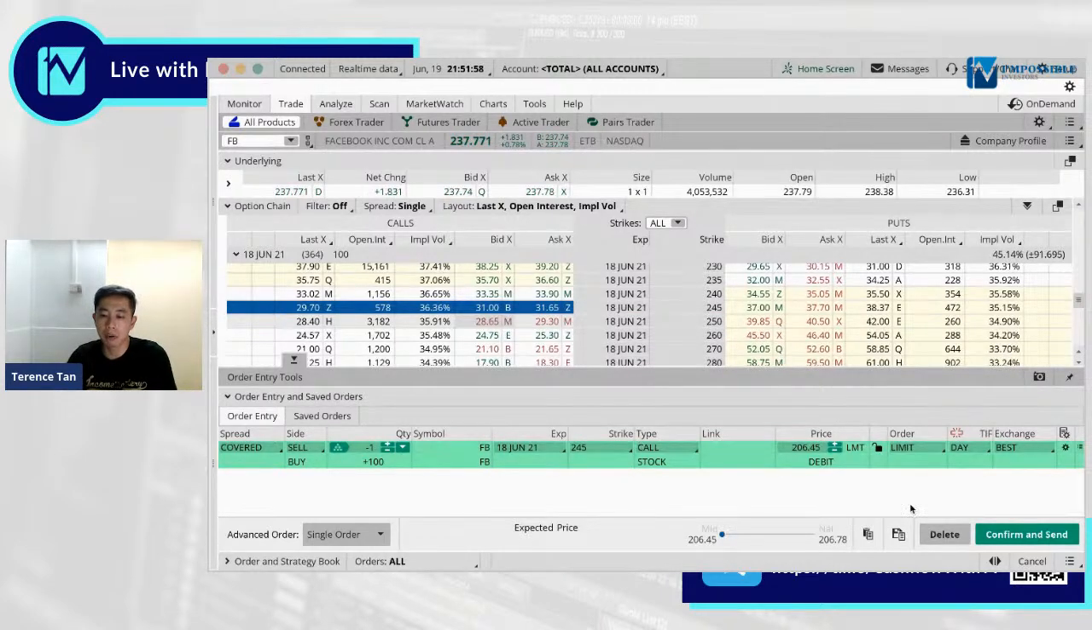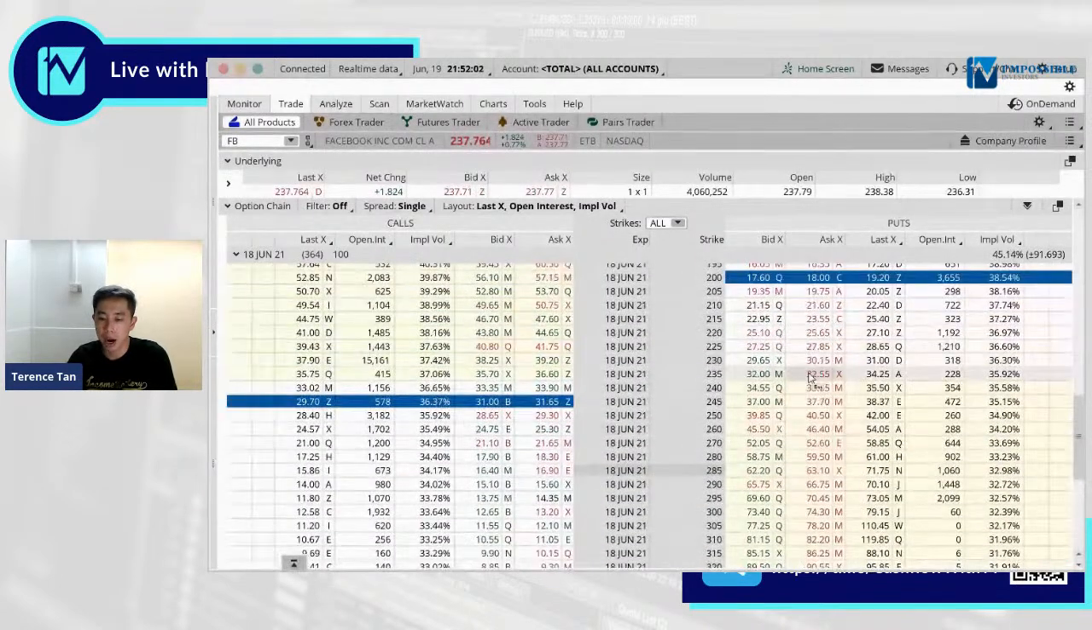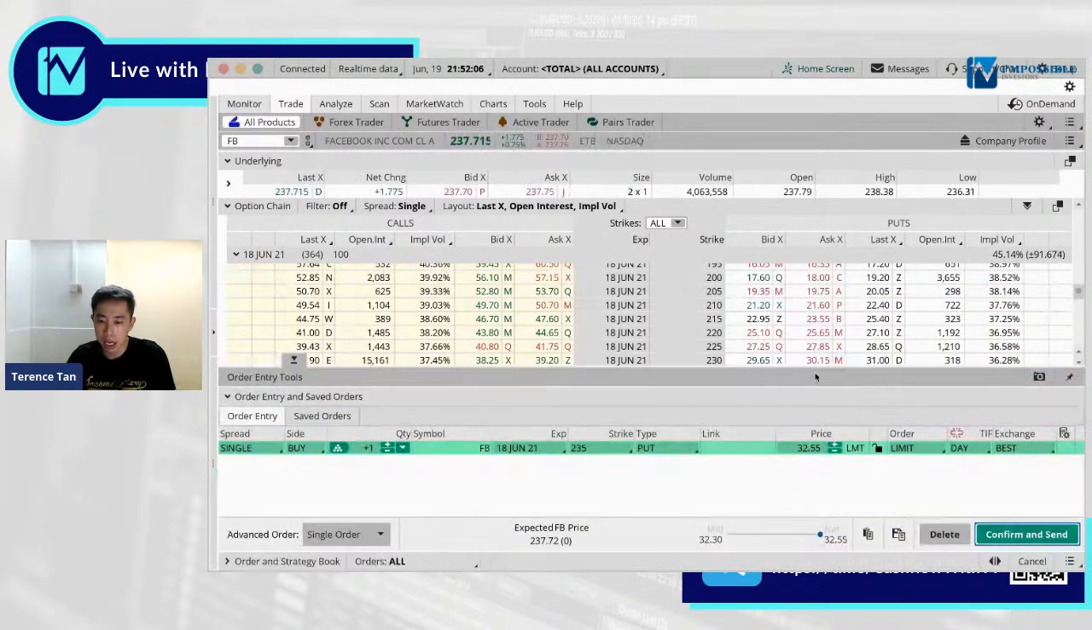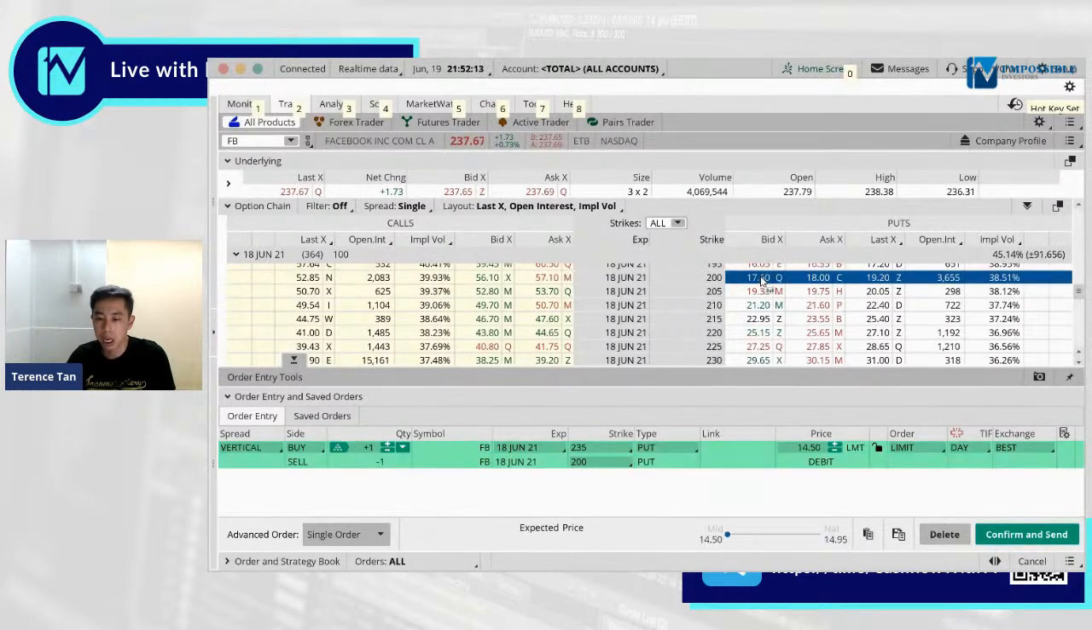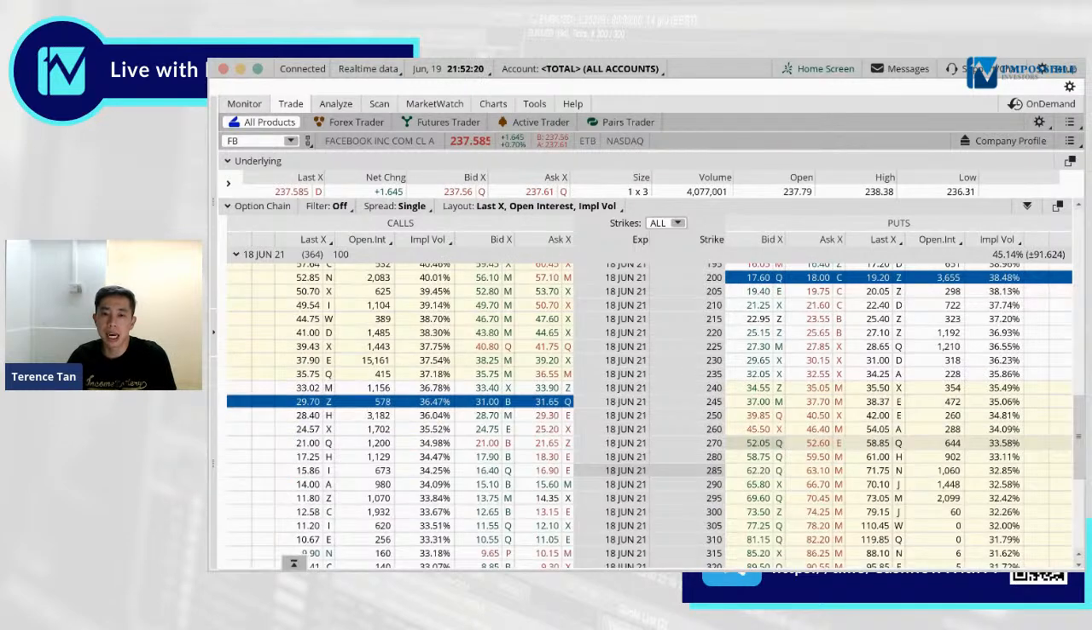This is the order form. Send and submit. After the order is filled, go ahead and do your buy put spread. Click on the ask price, hold down the control key, and click on the bid price for the other strike put option. This is the put spread order on TD Ameritrade. Confirm and send. So that's how you do it.